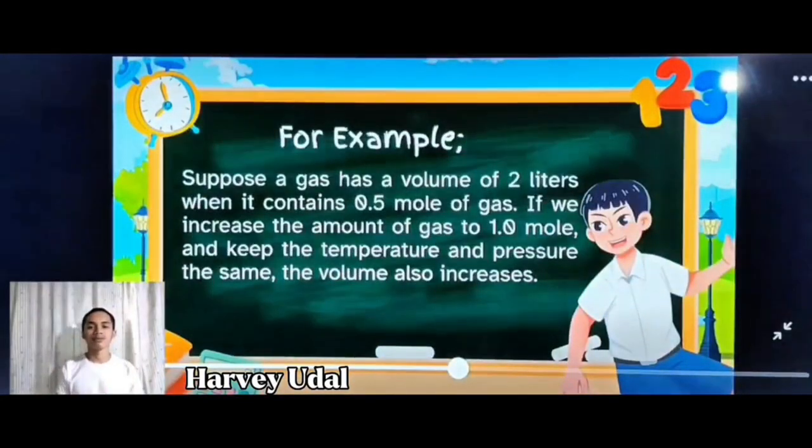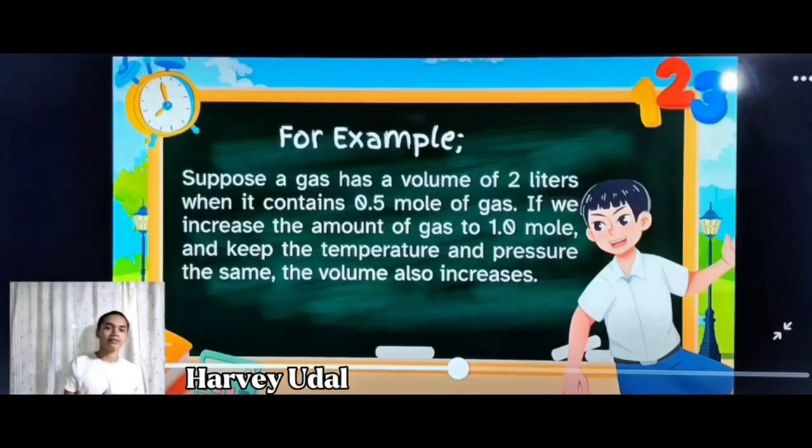For example, suppose a gas has a volume of 2 liters when it contains 0.5 mole of gas. If we increase the amount of gas to 1.0 mole and keep the temperature and pressure the same, the volume also increases.